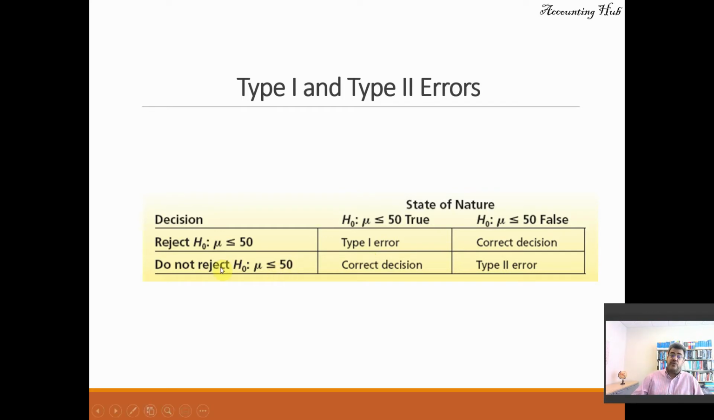Or do not reject H0, and the H0 is true, so it's a correct decision. We don't reject it, so we don't accept the hypothesis. Either we reject it or not, so we don't reject it, and the H0 is true. That is good. Or we don't reject it, but the H0 is false. So it is type 2 error.